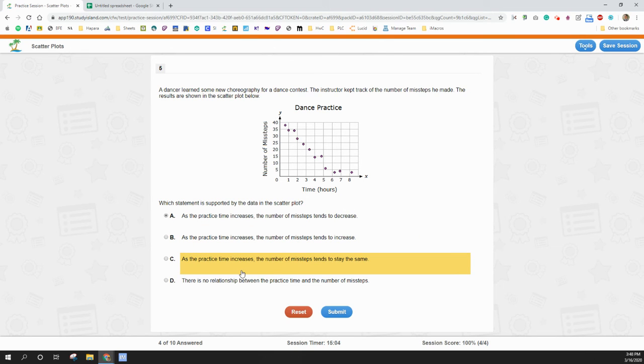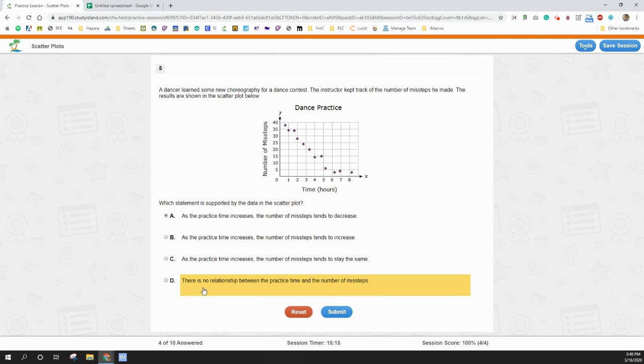C, as practice time increases, the number of missteps tends to stay the same. That's not true either. It would be a relatively flat line instead of a downward sloping line. Next one, there is no relationship. There's clearly a relationship because you can see a pattern in the data. If I were to put a point, say, over here, you would look at that point and go, hey, that point is an outlier. It doesn't fit the rest of the data. Since we have a clear pattern here, there definitely is an association between the time and the number of missteps. So A is our answer.